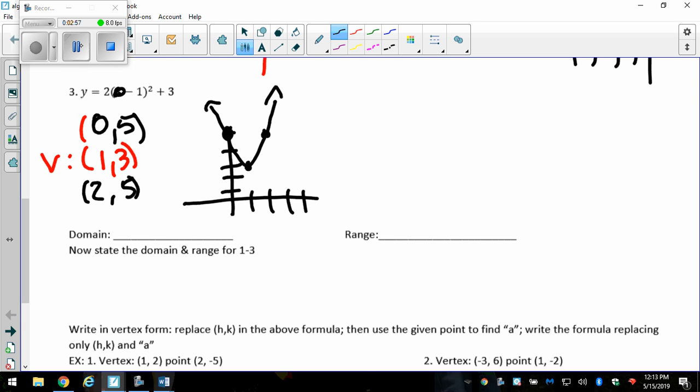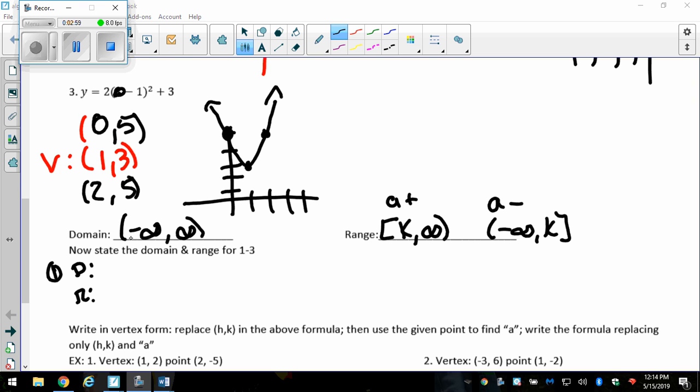Sorry. The domain for all these functions is negative infinity to infinity. That means all real numbers, like any number can go in these equations. Your range changes. Your range depends on where your vertex is, so we call that y value your K here. If it opens up, you're going to write it as K to infinity, putting a bracket on it. And if it opens down, like in question 2 up here, you're going to say negative infinity to K.